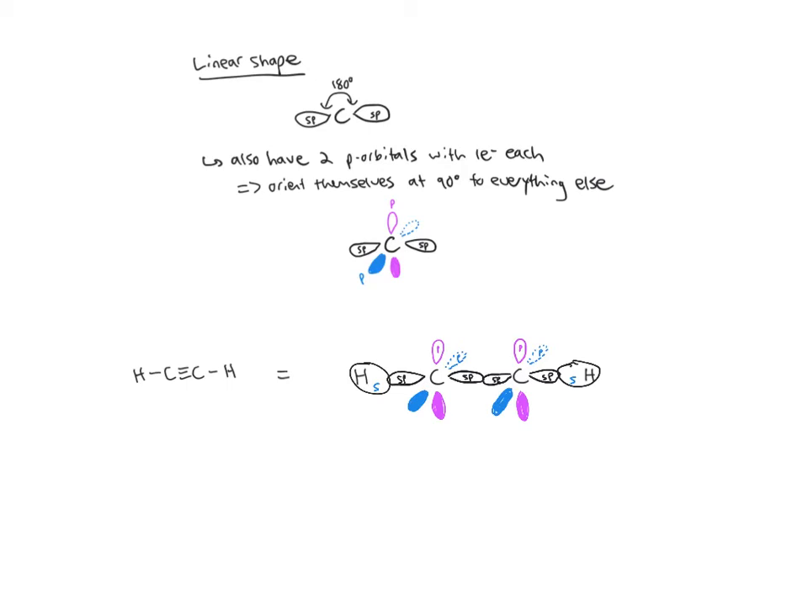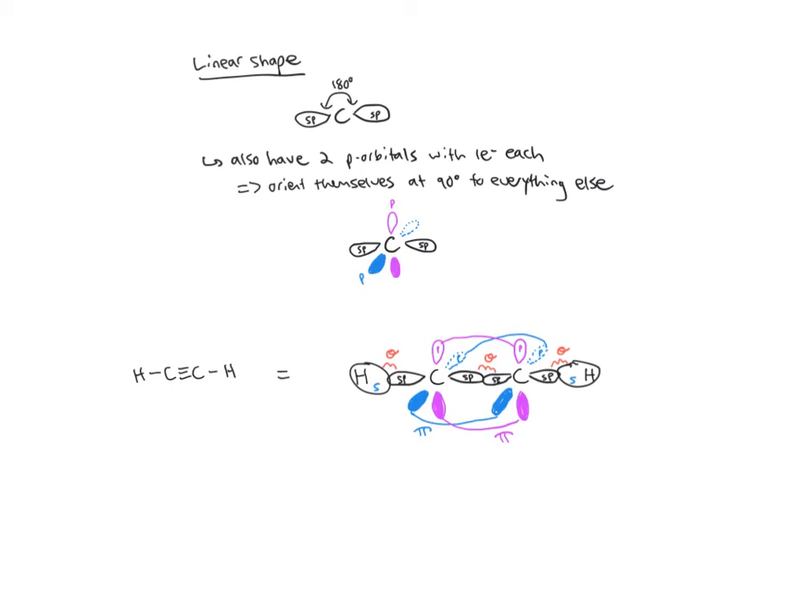So one of the pi bonds is going to be made from the side-to-side overlap of the blue p orbitals, and then in the other orientation, we have the purple p orbitals, which are going to make up the other pi bond. So there's going to be a pi bond made up from the purple orbitals, a pi bond made up from the blue orbitals, and then we're still going to have our sigma bond between the carbon and the hydrogen, a sigma bond between the two carbons holding them together, and a sigma bond between the other carbon and the hydrogen.